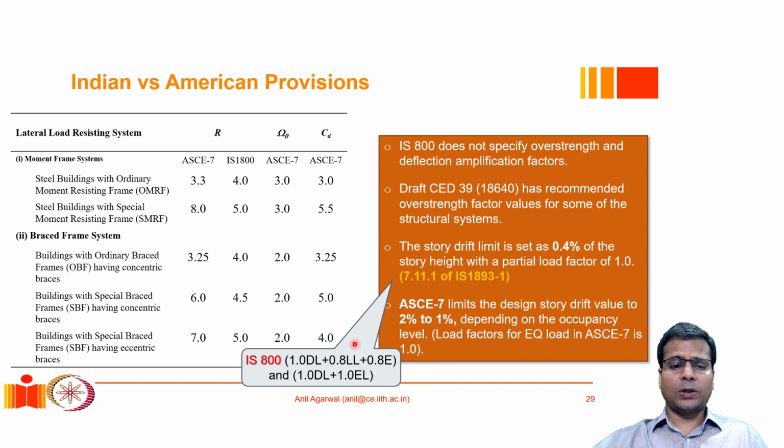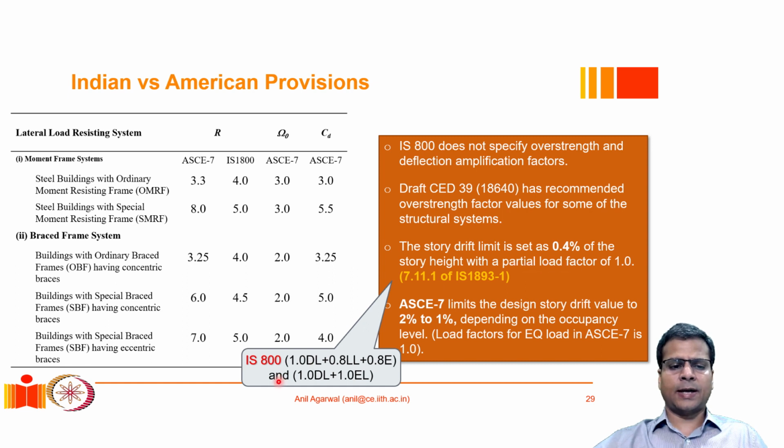Now here, one thing we must be careful about is that these provisions are taken from IS 1893. IS 800 gives different load combinations for the serviceability limit. So IS 1893 says that this 0.4% should be checked while considering a load case where the partial load factor applied to the earthquake load is 1.0.